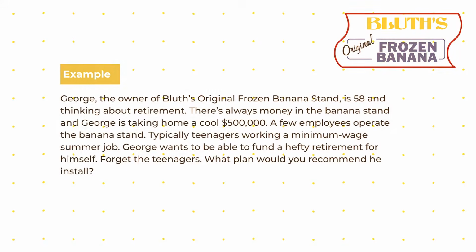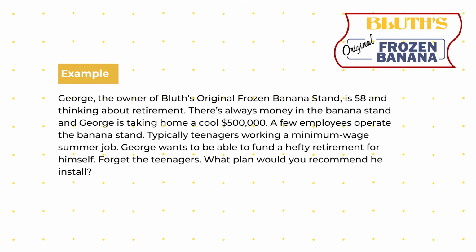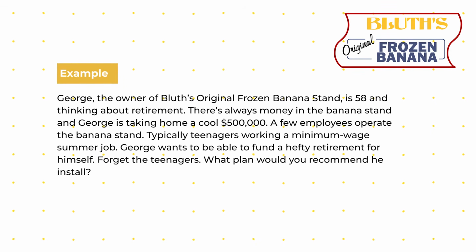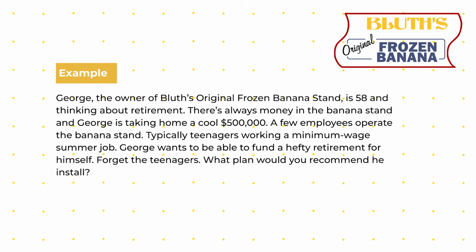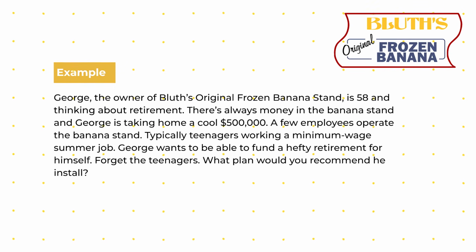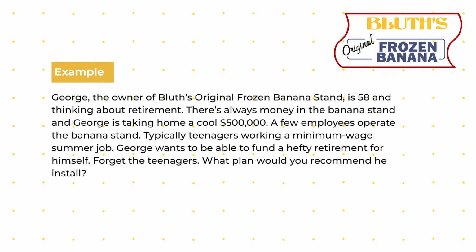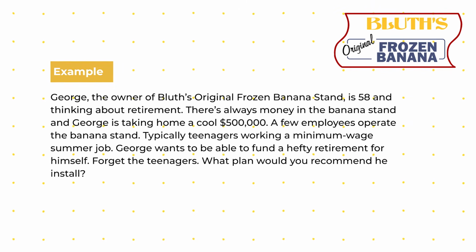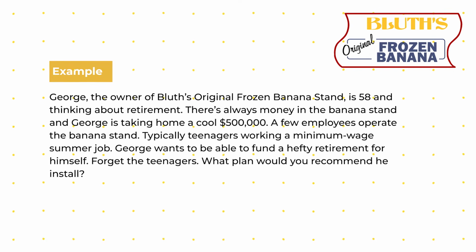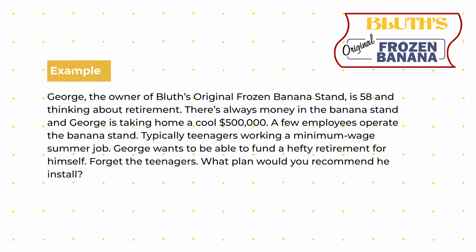Here's an example. George, the owner of Bluth's original frozen banana stand, is 58 and thinking about retirement. There's always money in the banana stand, and George is taking home a cool $500,000. A few employees operate the banana stand, typically teenagers working a minimum wage summer job. George wants to be able to fund a hefty retirement for himself. Forget the teenagers. What plan would you recommend he install?